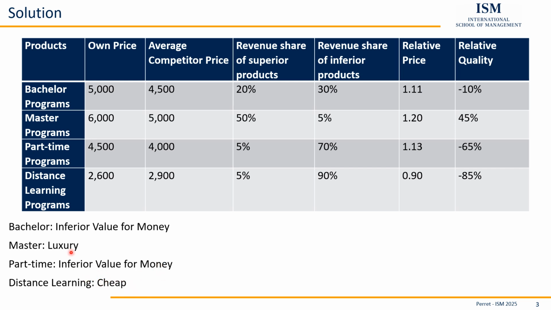So whereas masters and distance learning programs are already well placed, I can use respective strategies for those. With bachelor and part-time programs, I can decide for one of 2 strategies. I could either change the value proposition or the prices. So well, in both situations I have prices which are too high, so I could lower prices and put them into the cheap segment as well. Or I could work on the quality issue, pushing them upwards, pushing them into the luxury segment as well.